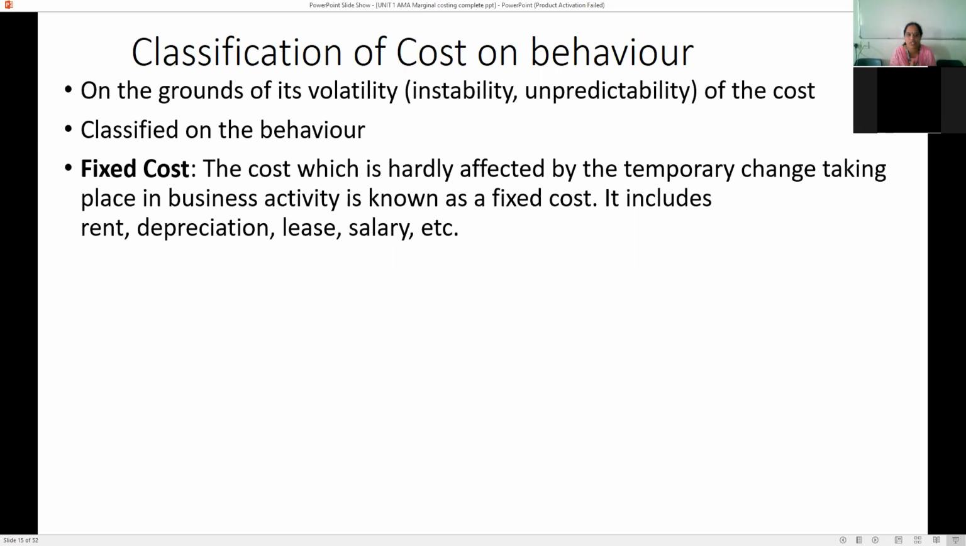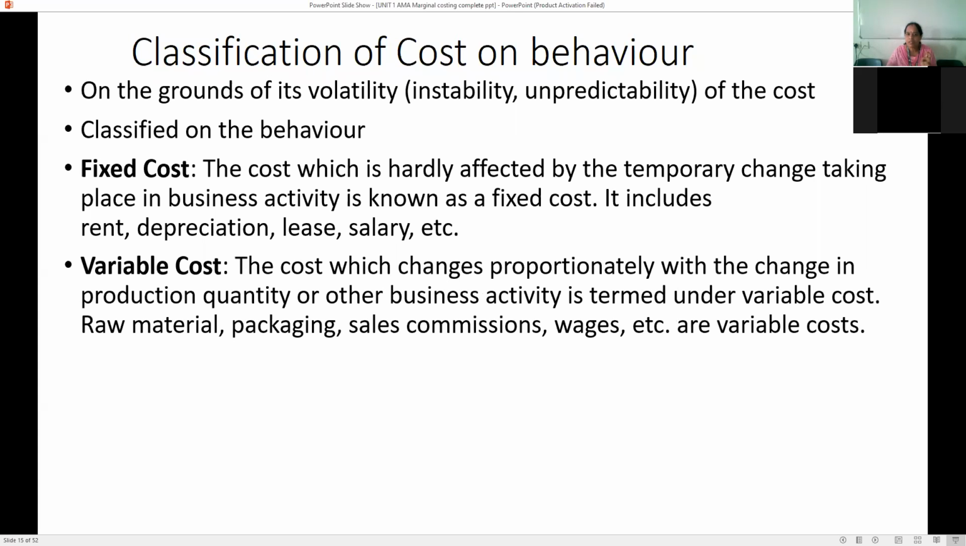I repeat again, what is fixed cost? Fixed cost remains constant irrespective of the level of activity. Such cost, we identify as fixed cost. The second type of cost based on behavior is variable cost. This cost varies in proportion to the changes in the level of activity, and is called variable cost.